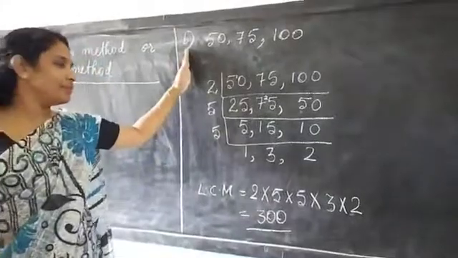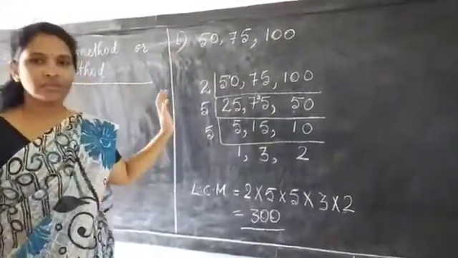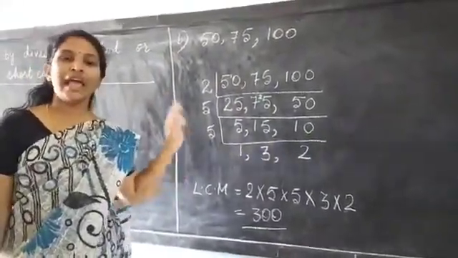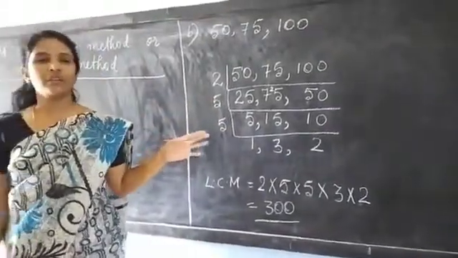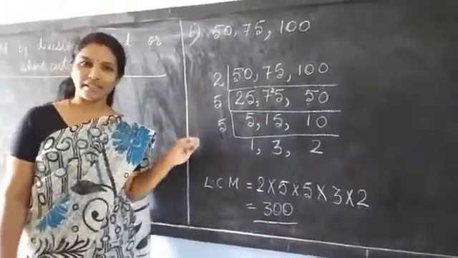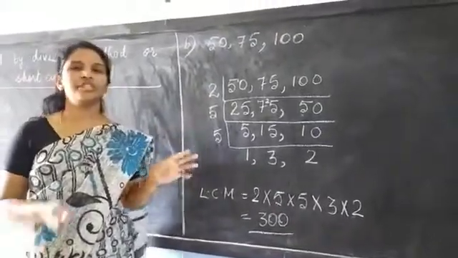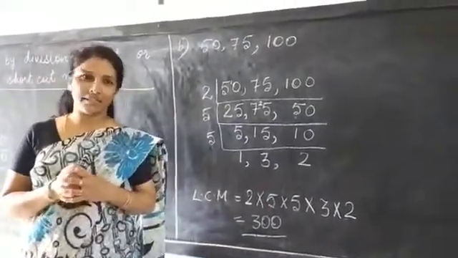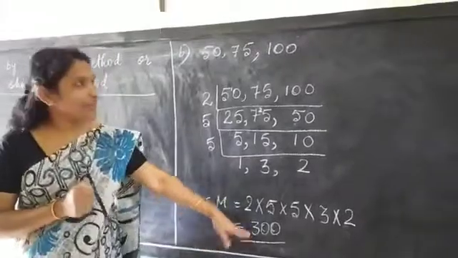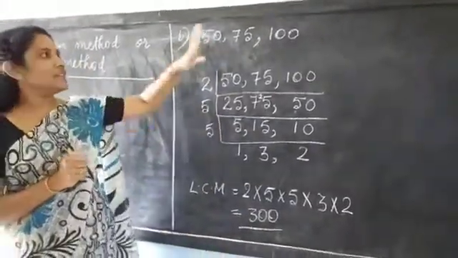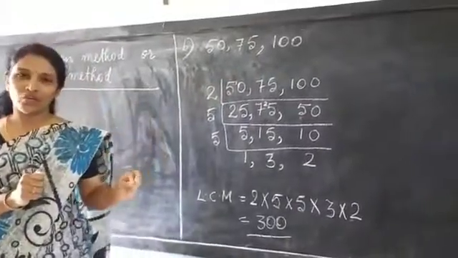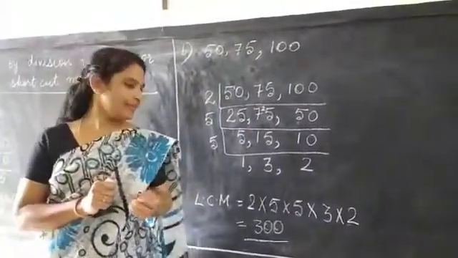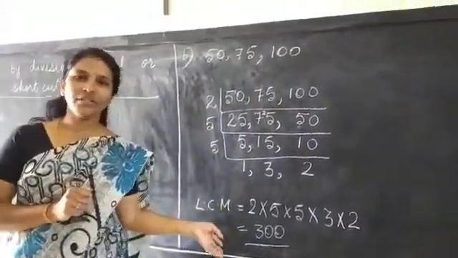question number B. Now, I hope all of you understood, and this is the easiest method and the shortest method for finding the LCM, and all should know this method to find LCM. And here 300 can be divided by 50, 75 and 100 without leaving any remainder. I hope all of you understood. Thank you, children.